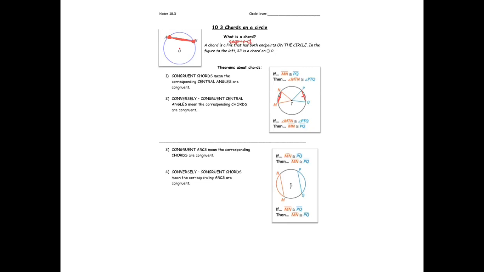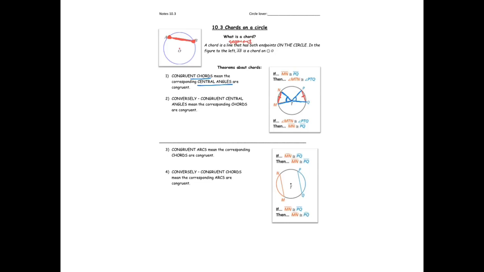And the first fun thing that happens is that if the chords are congruent, then I know that these central angles are congruent. So angle MTN is going to be congruent to angle PTQ. So if the chords are congruent, then the central angles are congruent. Easy peasy. No big deal. And it kind of makes sense. I mean, check it out, dude.